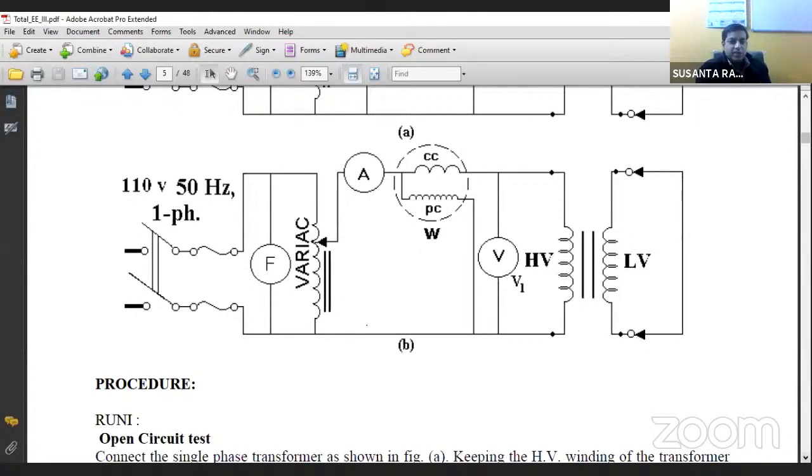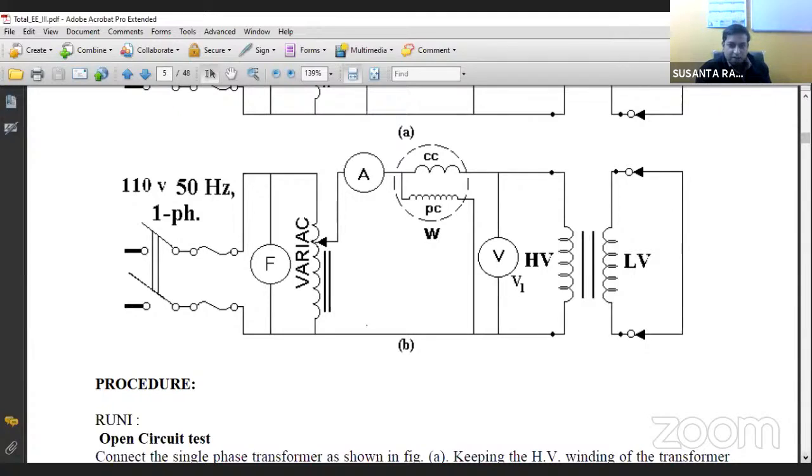Okay. Now this series branch will give you the rated power loss when the rated current flows through it. So the power loss of this series branch depends on the current, not on the voltage. I don't need to know the voltage, it depends on the rated current only. But in the open circuit test, the power loss, which is called the core loss, depends on the voltage, not on the current. So that is the difference.